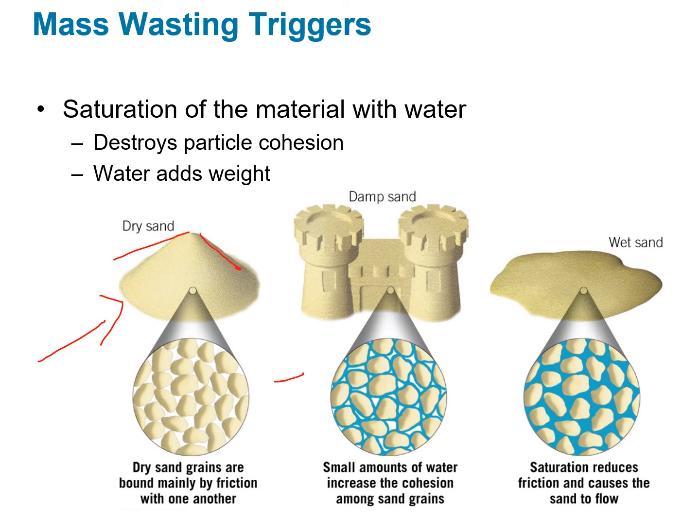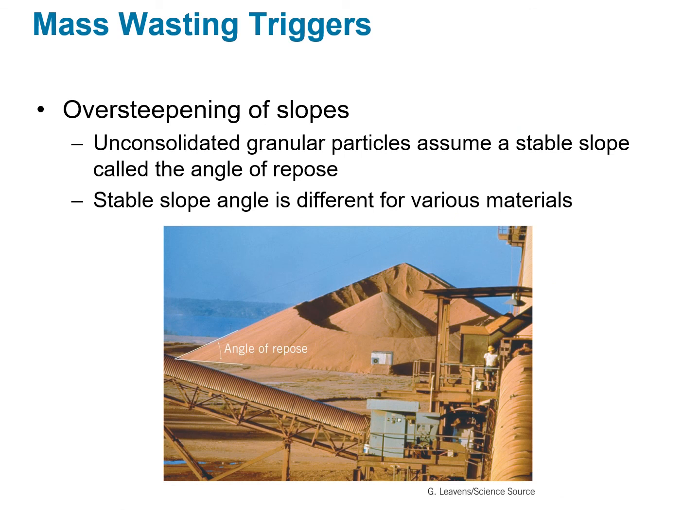But if you add a little bit of water, initially water acts as a cohesive material, and it sticks the sand grains together so you can build a nice sandcastle. But if you oversaturate your sand with water, it's just going to become a sloppy mess over here. And that's the problem. So if you have a lot of water falling down, torrential rains, it gets pretty sloppy and heavy, and that can cause mass wasting events.